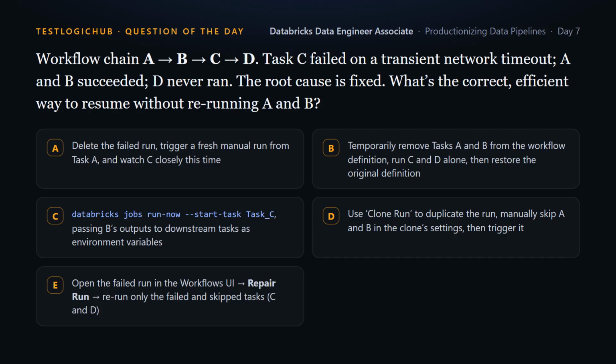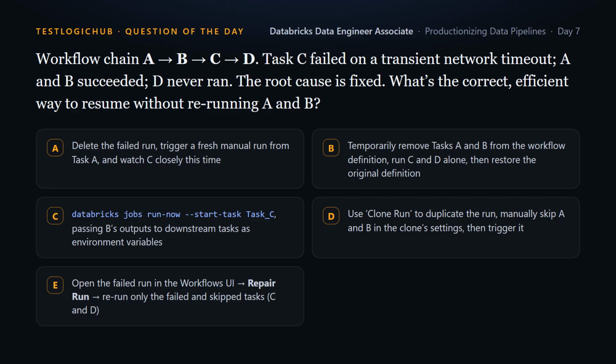Question 7. A workflow chain, task A, then B, then C, then D. Task C failed on a transient network timeout. A and B succeeded. D never ran. The root cause is fixed. What's the correct, efficient way to resume without rerunning A and B?